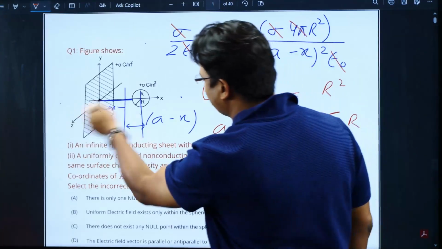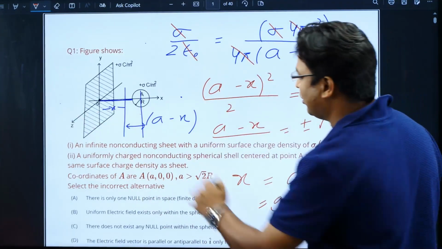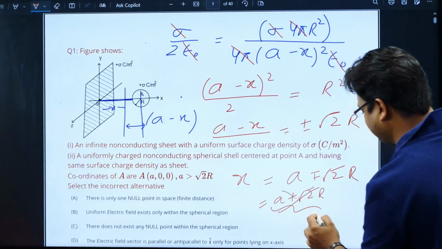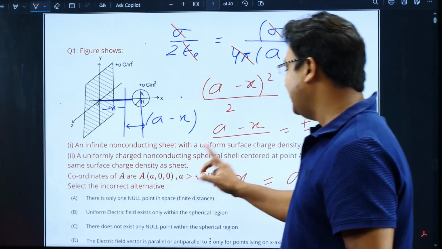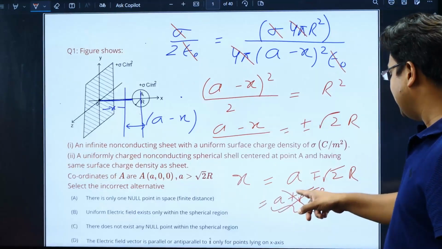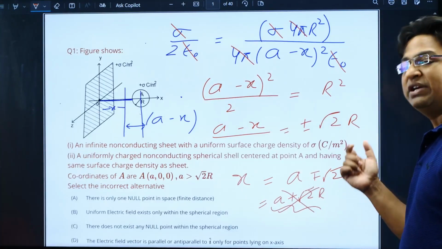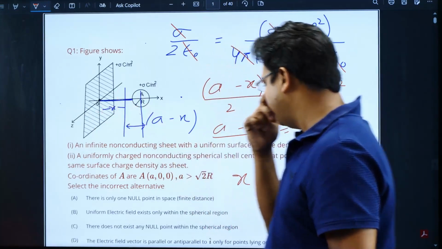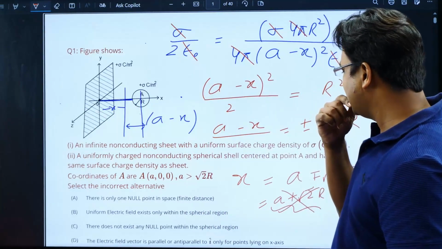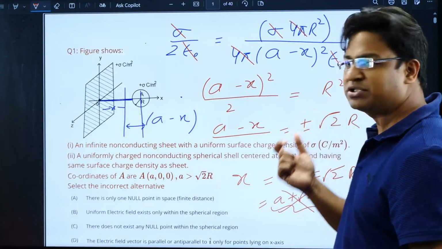If this is more than a, we are talking about a point which is towards the right of the center of the sphere, so this cannot be there. And if I take the other value, a minus root 2r, the question says that a is greater than root 2r. So if a is greater than root 2r, a minus root 2r will definitely give me a positive answer. So we will get a point somewhere here. A minus root 2r will be a positive number.